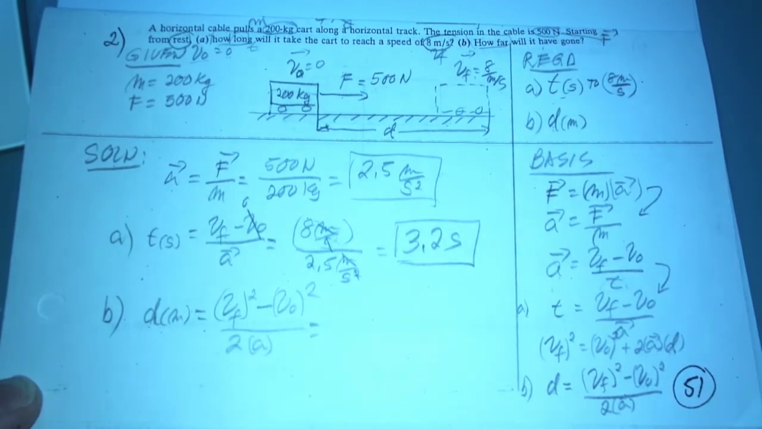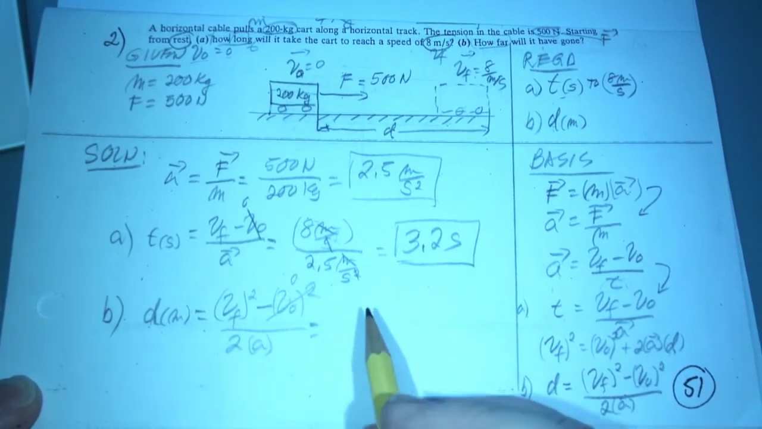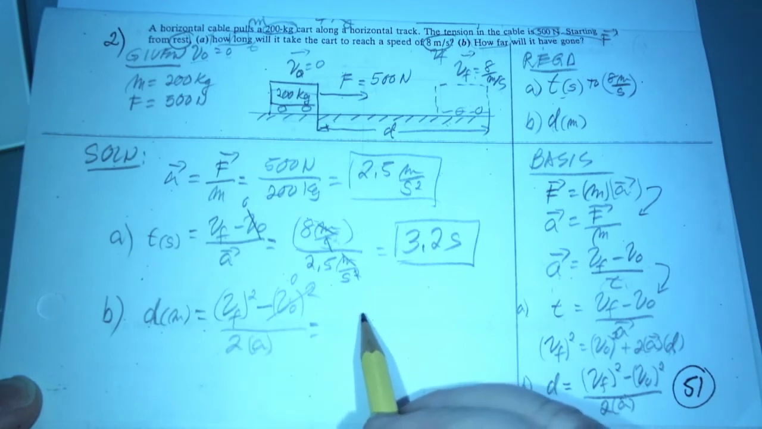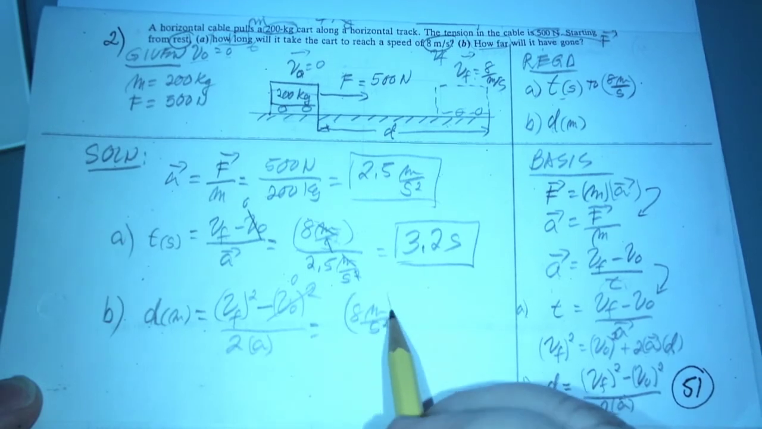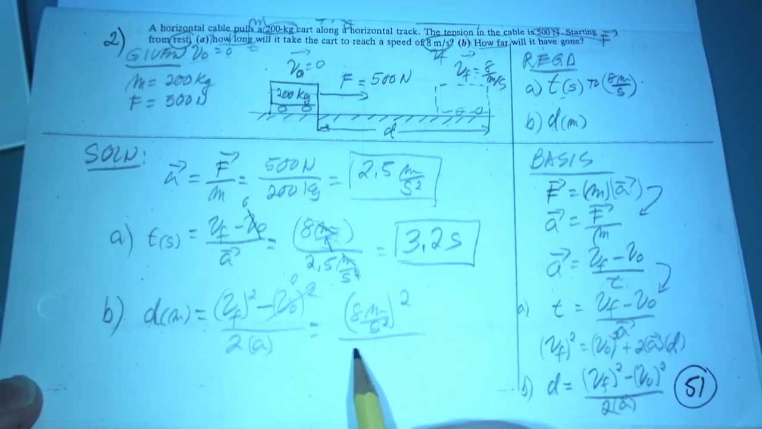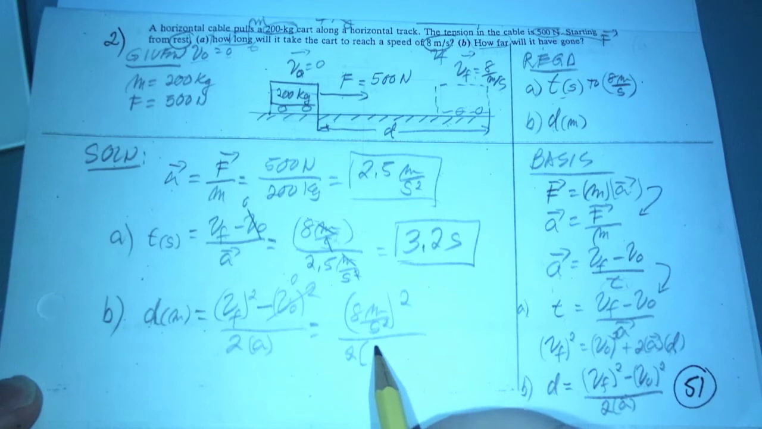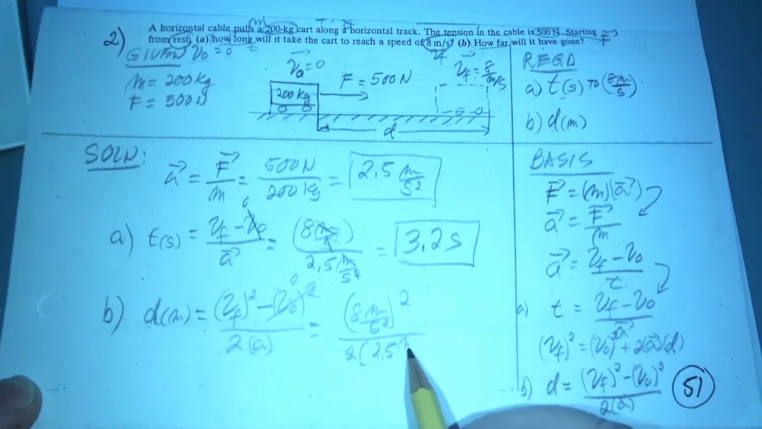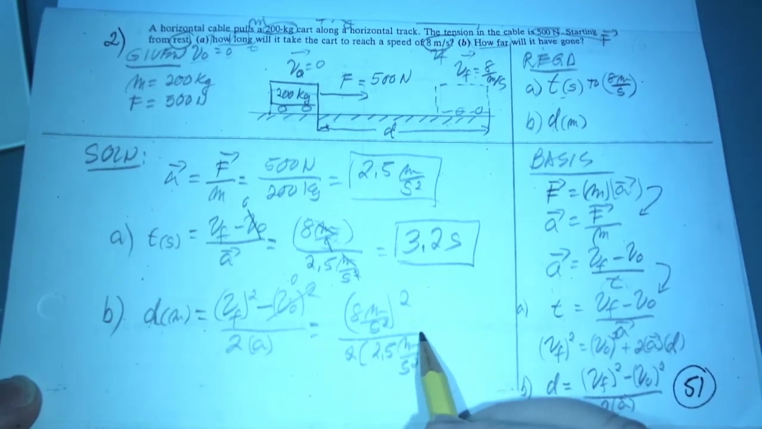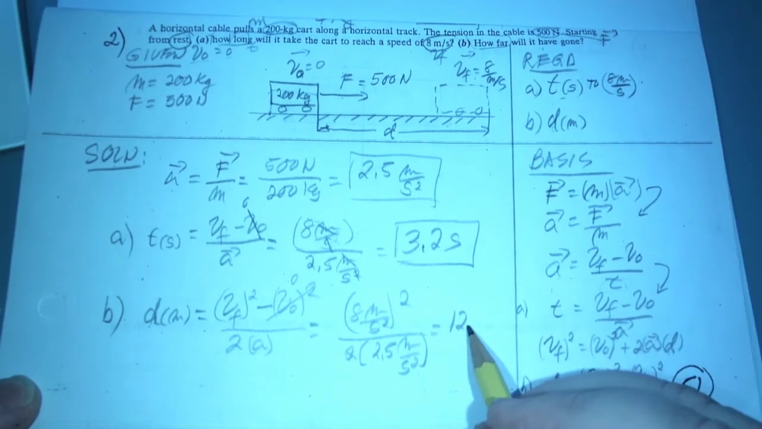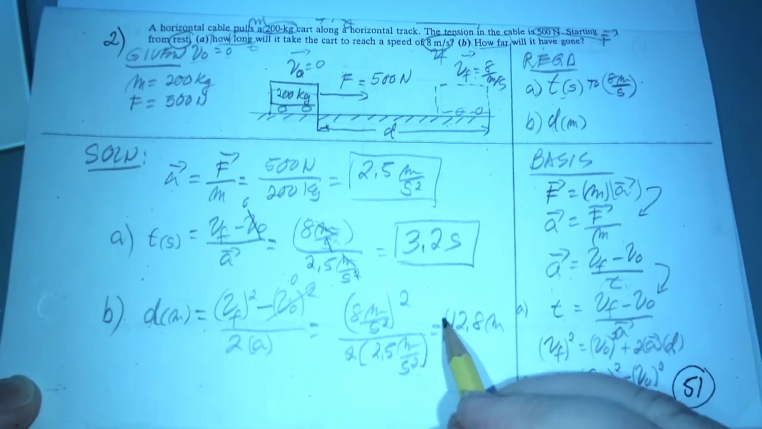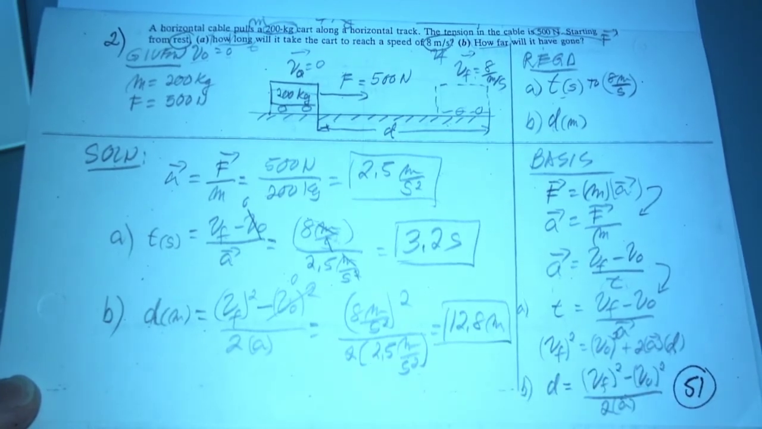Okay, and what do we do? This becomes 0, and so 8 meters per second, you square that, you divide it by 2 times 2.5 meters per second squared, and the answer for that is going to be 12.8 meters. Again, please verify. So I hope you got that.